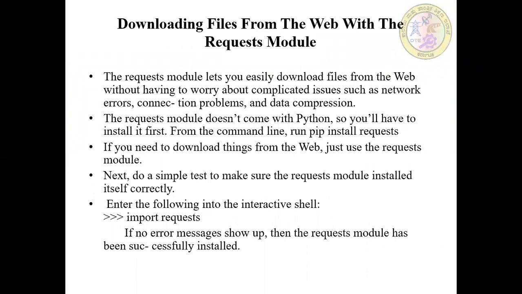The requests module lets you easily download files from the web without having to worry about network problems, errors, connection problems, and data compression. The requests module doesn't come with Python, so you'll have to install it first from the command line using pip install requests. If you need to download things from the web, just use the requests module.